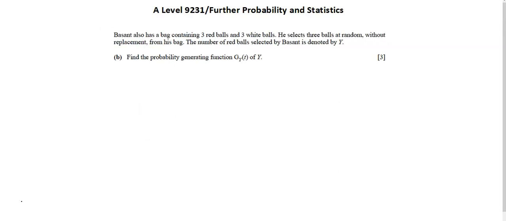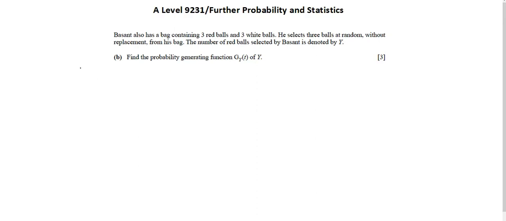Basin also has a bag containing 3 red balls and 3 white balls. He selects 3 balls at random without replacement from his bag. The number of red balls selected by Basin is denoted by y. B, find the probability generating function of y.